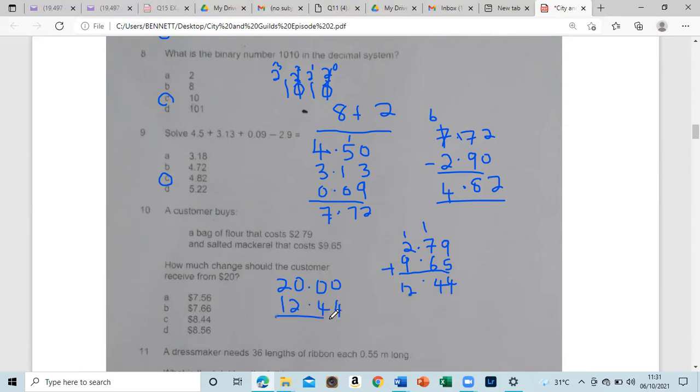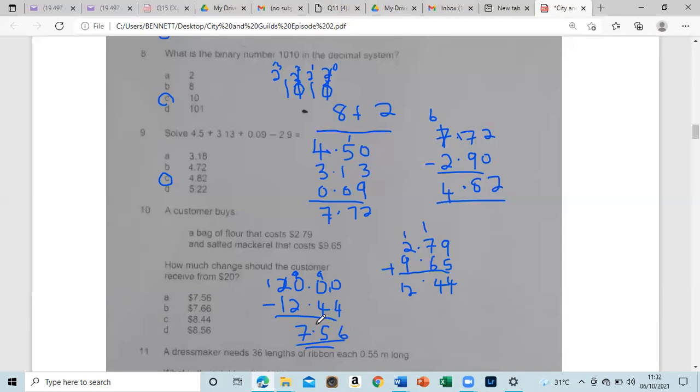A lot of students struggle with this. 4 from 0. Oh my, you can't. So guess what? You borrow this and this left 1 each time. Put 9. And then 4 from 10 leave 6. 4 from 9 leave 5. 2 from 9 leave 7. So that's $7. 1 from 1 leaves 0.